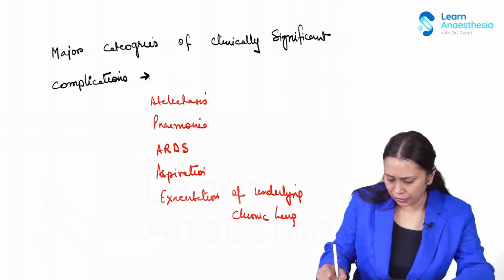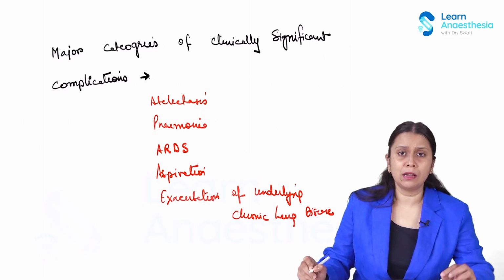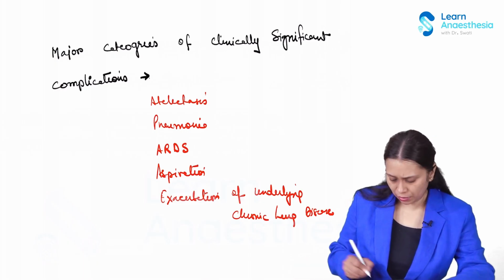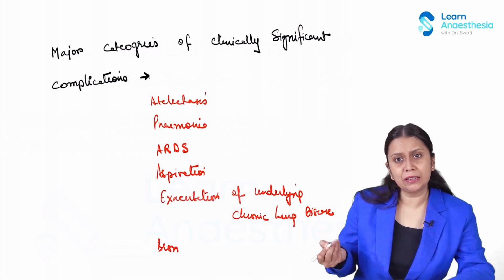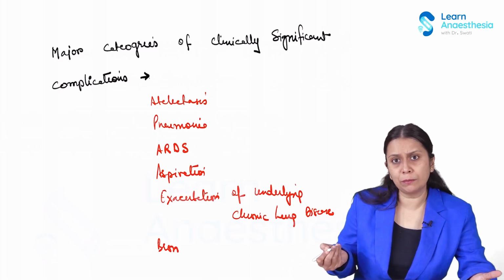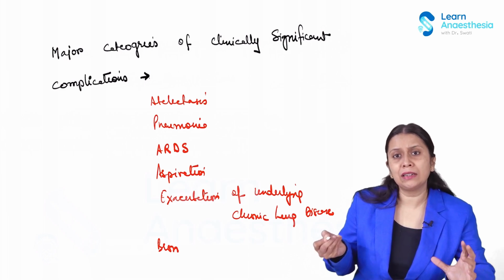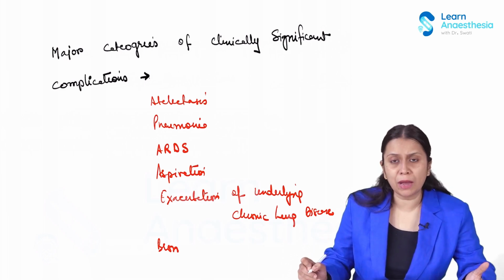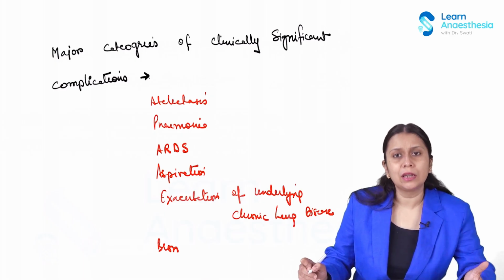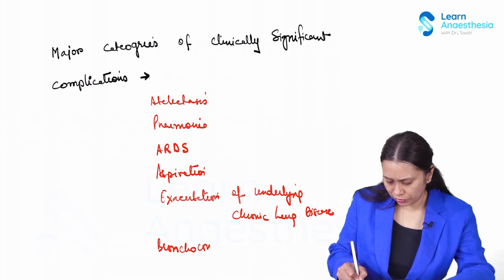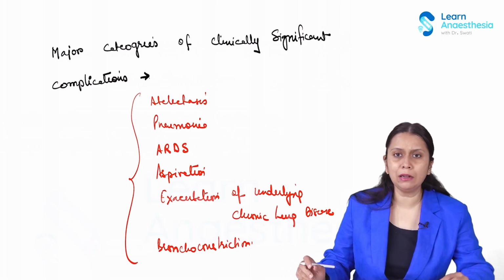And one quite common post-op complication which can develop in patients is bronchoconstriction, bronchospasm. So we need to delineate the risk of bronchospasm developing in our patient also, the patients who are at high risk, and how to mitigate that risk and prevent this complication from happening, because all these complications can cause increased hospital stay and ICU admission. So bronchoconstriction. These are the major clinically significant pulmonary complications which can develop in our post-op patient.